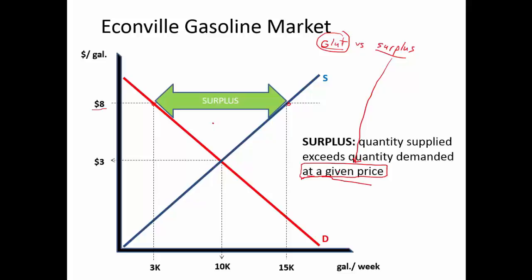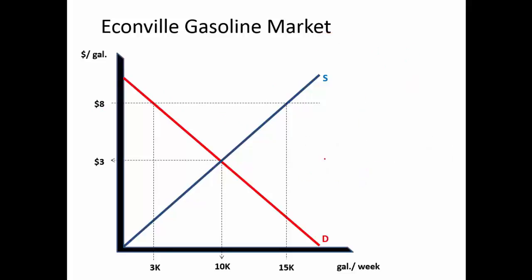Now, of course, there's a pretty easy mechanism to correct this. What's causing the surplus is that the price is too high, and there's a lot of disappointment here.